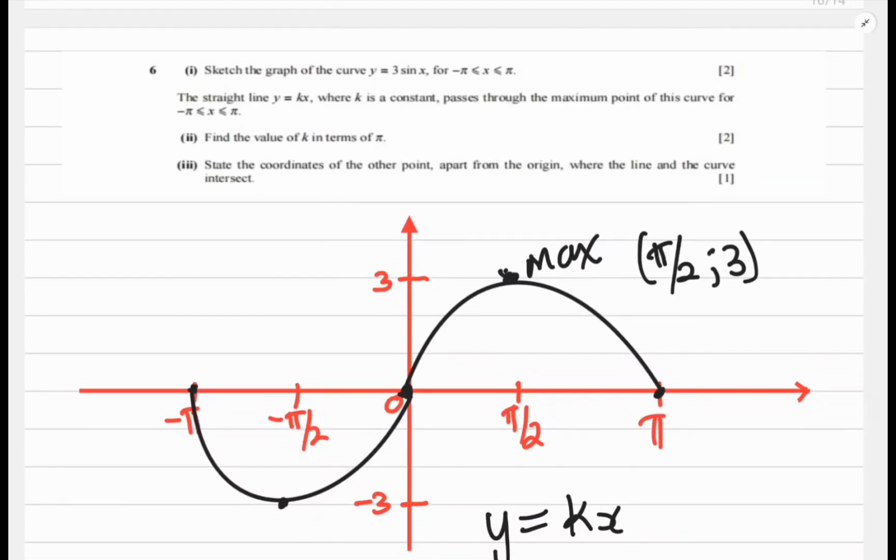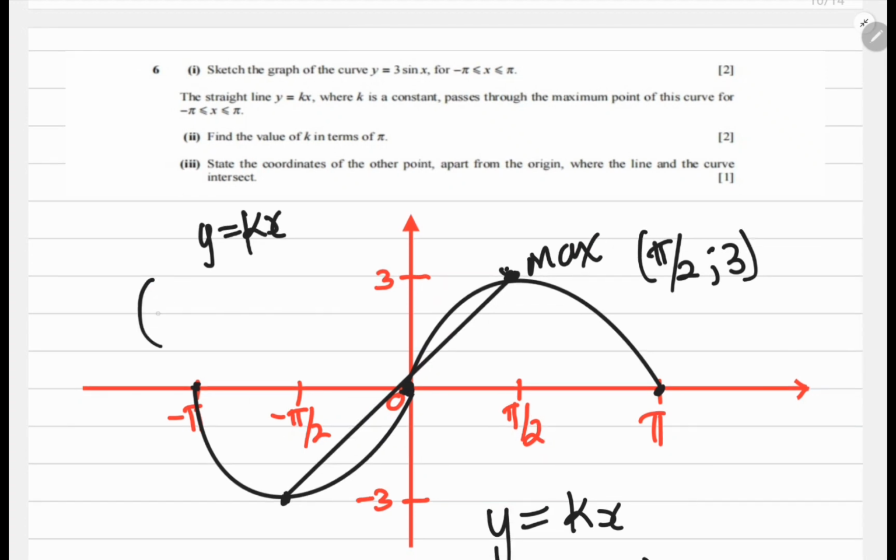Part 3, state the coordinates of the other point apart from the origin where the line and the curve intersect. So this is a straight line y is equal to kx passing through the origin and through pi over 2, 3. So if we are to draw a line from our sketch, that would mean it also passes through the minimum point. So the other point would be negative pi over 2 and negative 3.